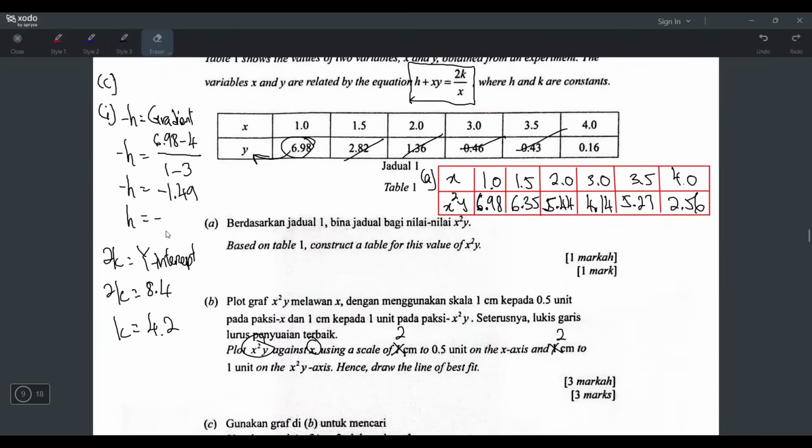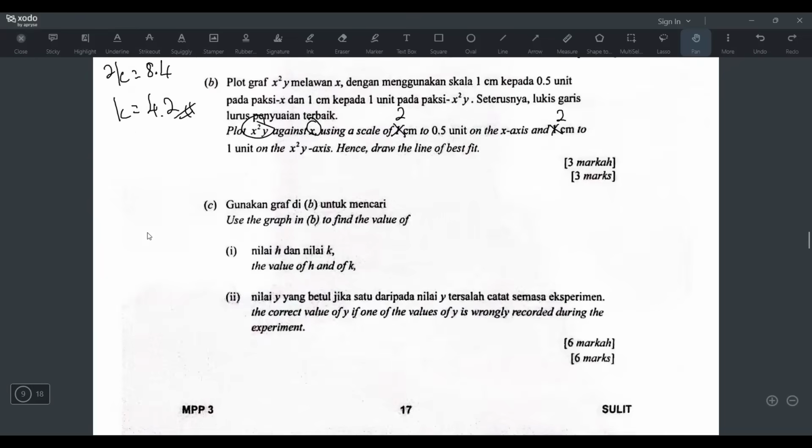And that is negative h, but I want h. So I have to pin down the negative from here to here. When you pin down negative, you have to tukar tanda, right? Change sign. So it will be positive 1.49. So that's your h answer, and that's your k answer. Okay, so that's all for C1. Now let's do the last part, C2.